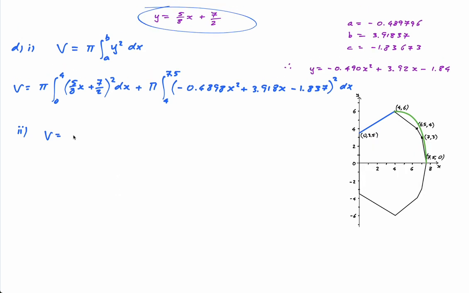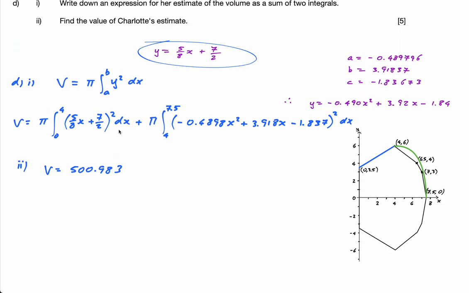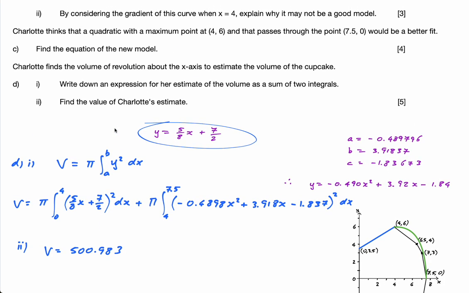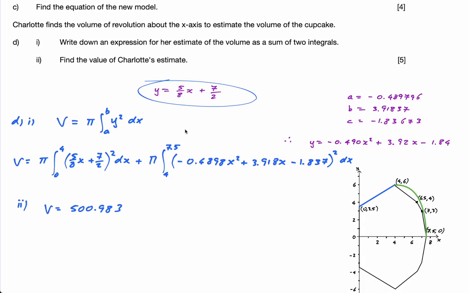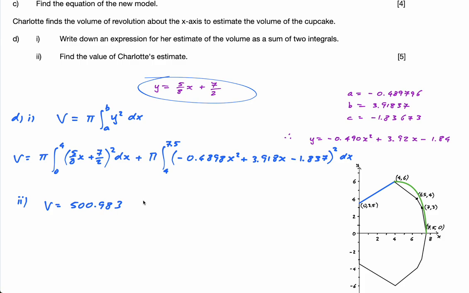500.983. So the volume is 500.983. And what are we dealing with? I'm guessing this has to be centimeters cubed. 3 significant figures, if you really want, 501 centimeters cubed, but for sure you'd get the mark there.